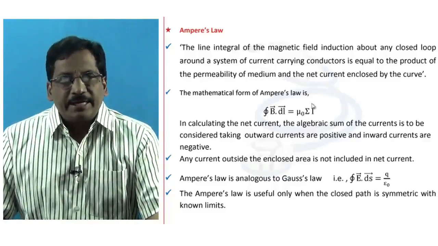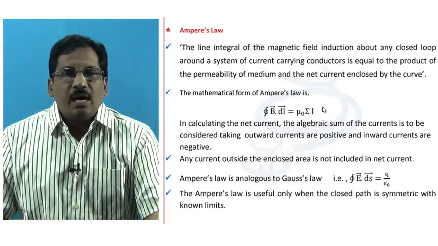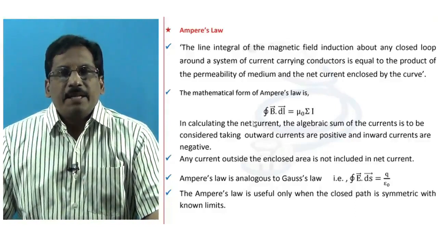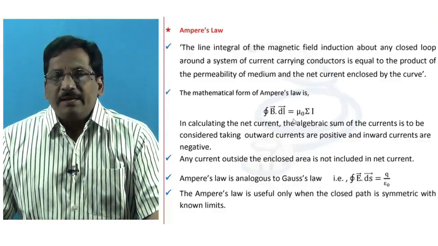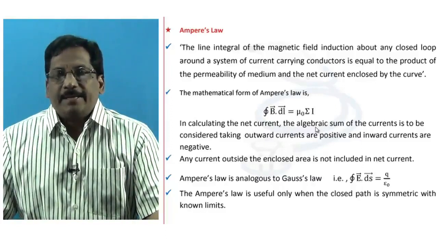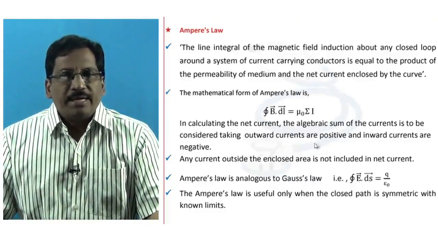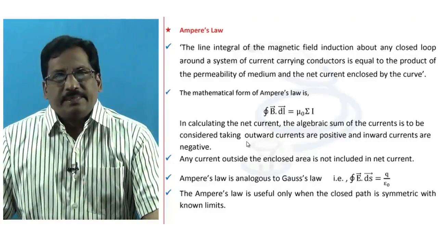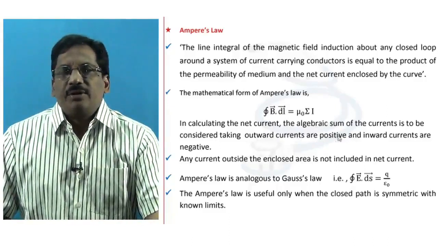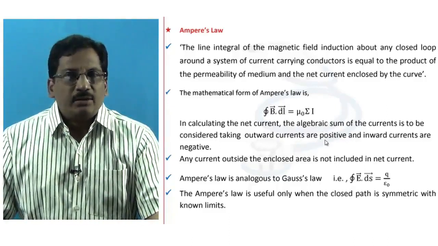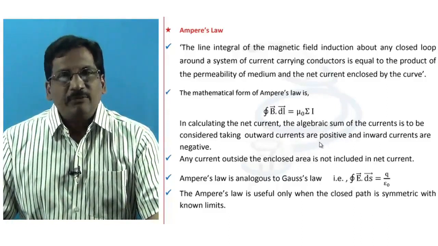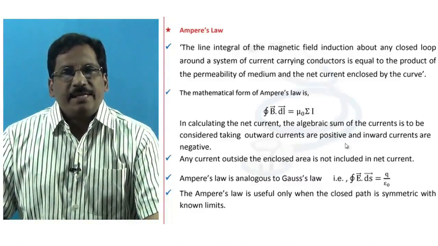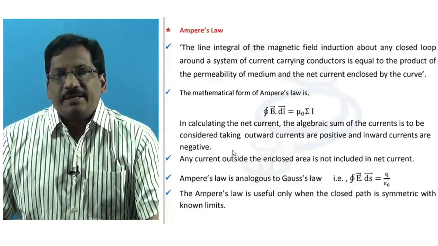In calculating the net current, the algebraic sum of the currents is to be considered, in reference to the plane about which the loop is considered. Around the system of current carrying conductors, we take a closed loop, and with respect to the reference plane of that closed loop, outward currents are taken positive and inward currents are taken negative.